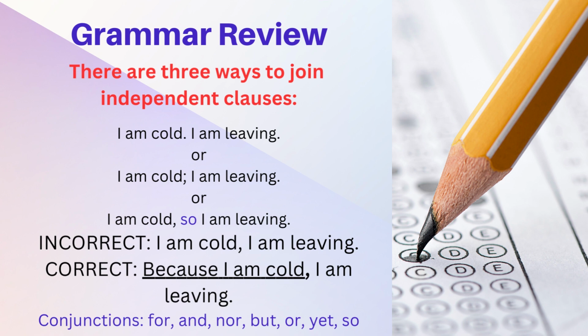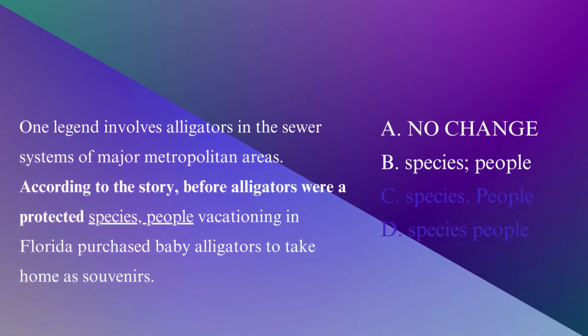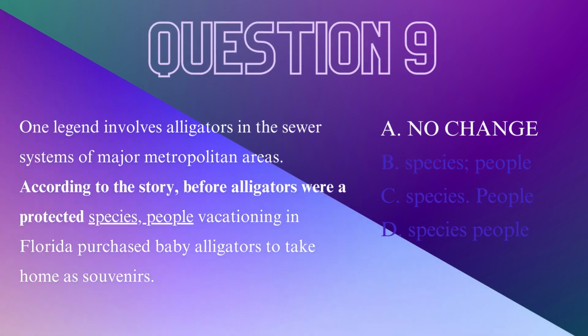However, you can use a comma alone to join a dependent clause with an independent clause. If this sentence had the word because added to the first clause, it is now a dependent clause because it cannot stand by itself as a complete thought or sentence. Because I am cold, comma, I am leaving. This is the kind of sentence right here. That is the correct answer from question 9. Everything I bolded is a dependent clause. Therefore, the correct answer is A, no change.